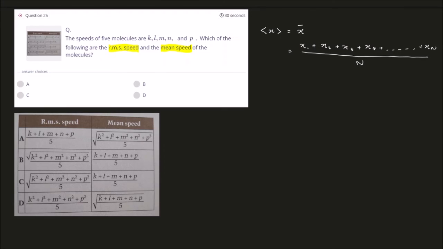Well, you definitely know that mean doesn't involve anything squared. This will be wrong. Then it doesn't involve any square root. This should be wrong as well. So these two should be fine. This looks like average to me.